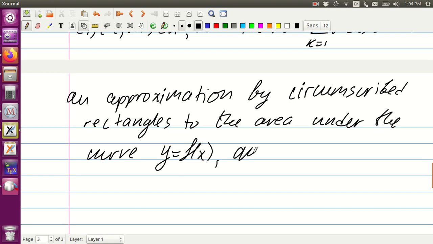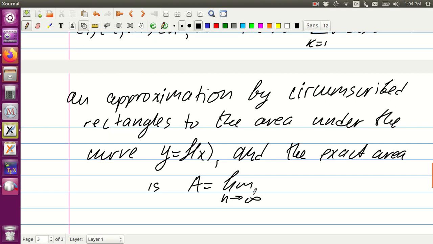Right, and then if we take the limit, we're going to get the exact area. And the exact area is A equals the limit when n goes to infinity of the sum when k changes from 1 through n, f of d sub k delta x.